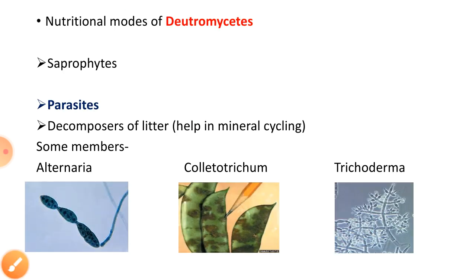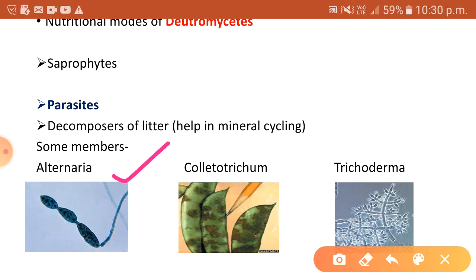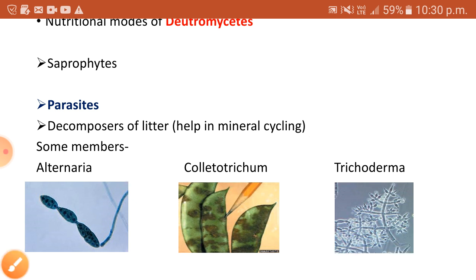Moving to the nutritional modes of Deuteromycetes. They can be divided into saprophytes, parasites, and decomposers of litter that help in mineral cycling. Some members of Deuteromycetes you can see here are Alternaria, Colletotrichum and Trichoderma.